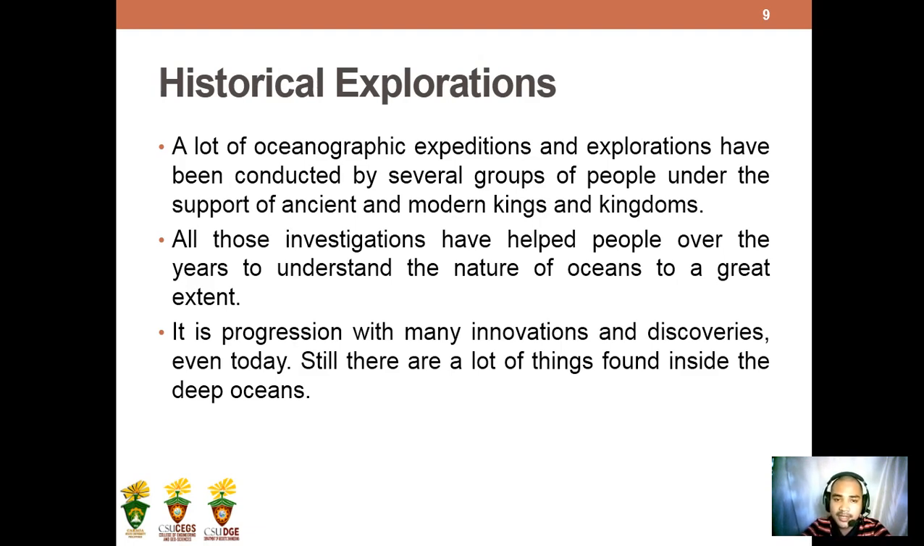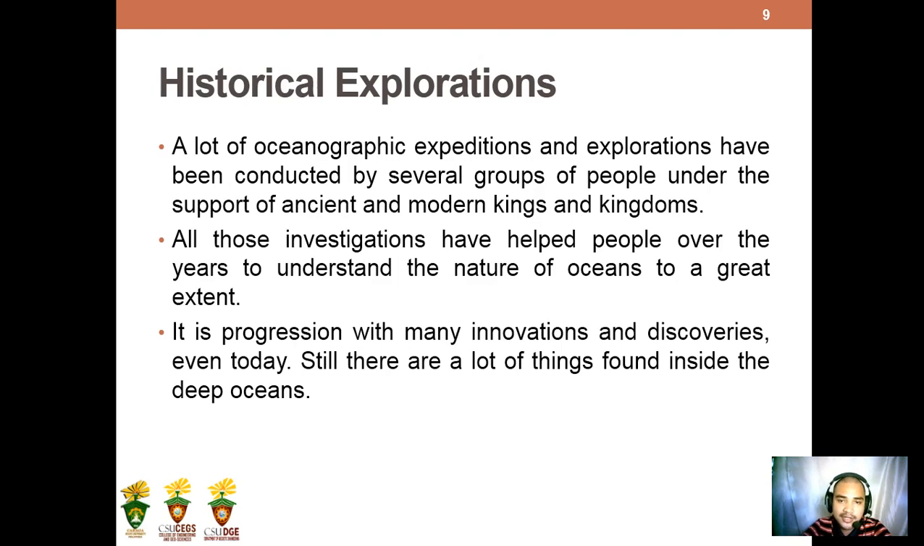So ingon ang mga explanation. So nakatabang na sa ilaha sa pag-study on oceanography, no, and ocean explorations and expeditions. So it is a progression with many innovations and discoveries even up to today, no.